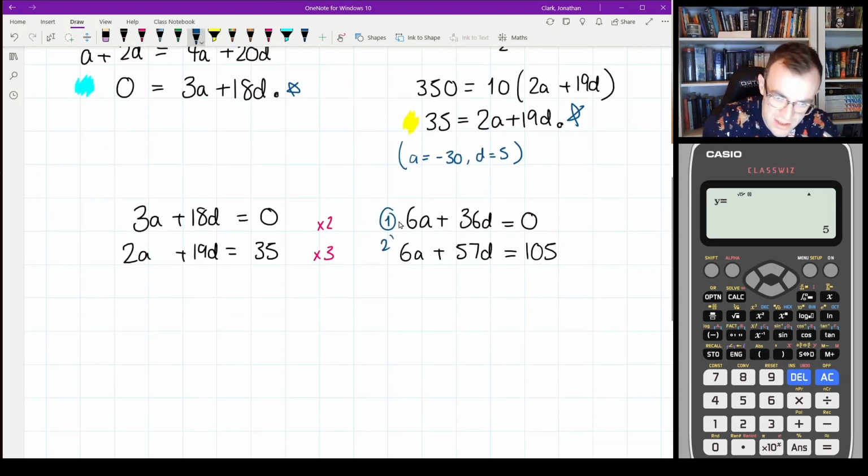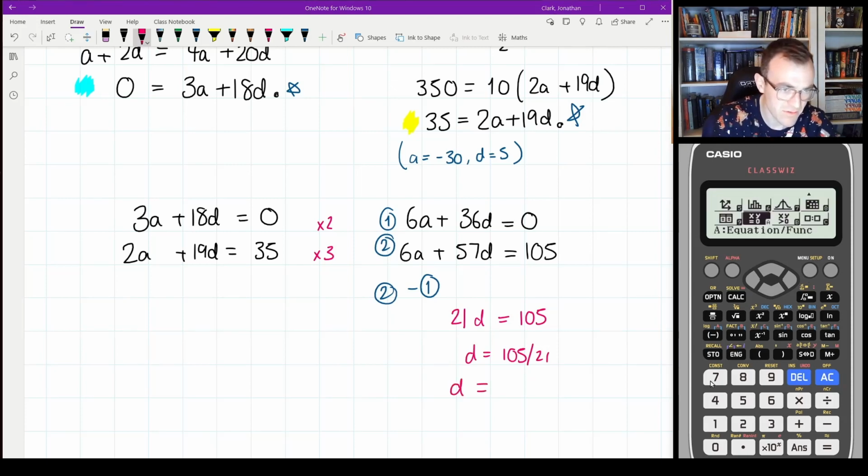I'll take one equation away from the other. It's going to be, in this instance, equation 2 take away equation 1. So the 6a's are going to cancel. 57d take away 36d is 21d. 57 take away 36 is 21. Yes. And 105 take away 0. Yeah, that's clearly 105.